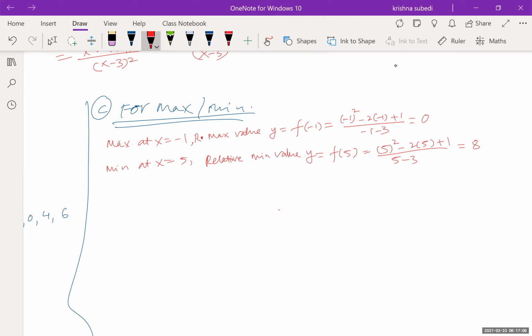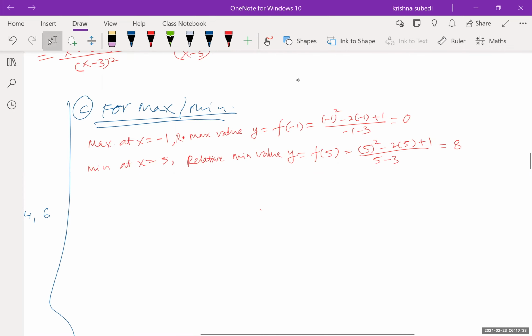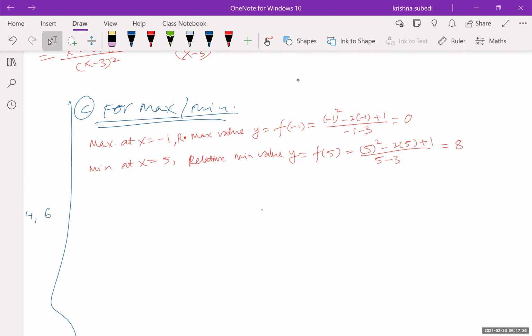Wait a minute. Does that make sense? Maximum is 0 and minimum is 8. Did we do something wrong? Is it possible? Minimum is way bigger than maximum. Is that possible? Well, it sounds counterintuitive, right? Because we tend to think that the maximum of a function should be greater than the minimum value, but for local minimum and local maximum, it is perfectly fine.